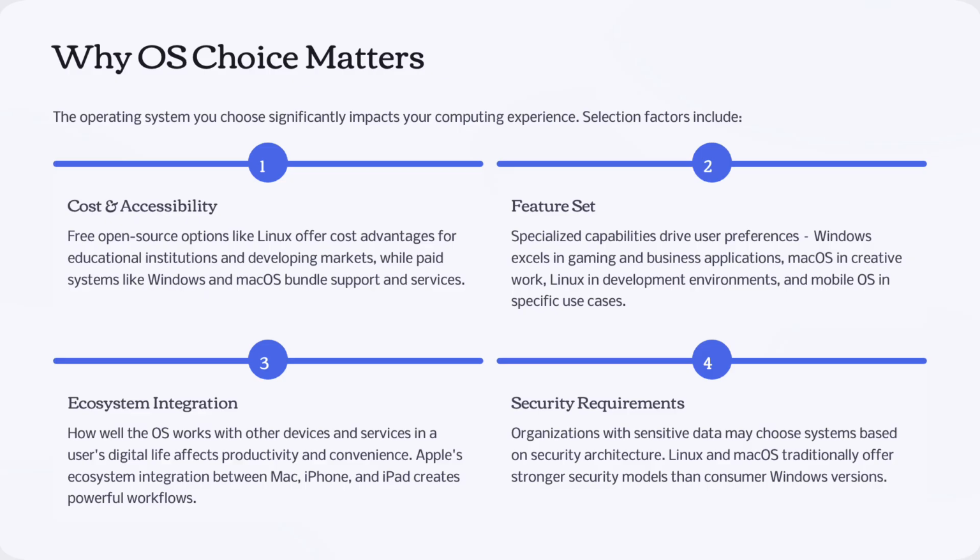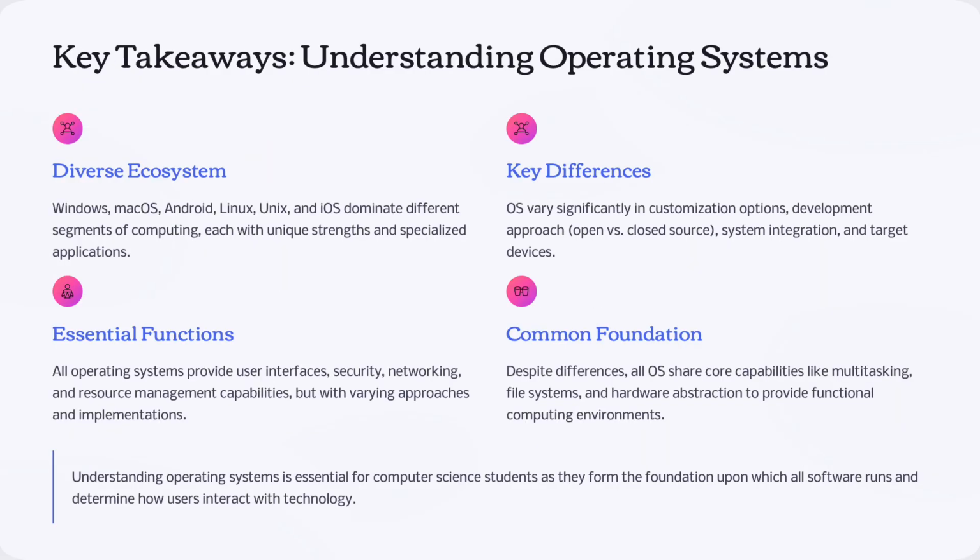Why operating system choice matters. Choosing an operating system impacts cost, features, ecosystem and security. Open source Linux provides affordability, while Windows offers business compatibility. Mac OS appeals to creative professionals with strong ecosystem integration. Organizations handling sensitive data often prioritize Linux or Mac OS for their security models. And next, let's get into another slide.